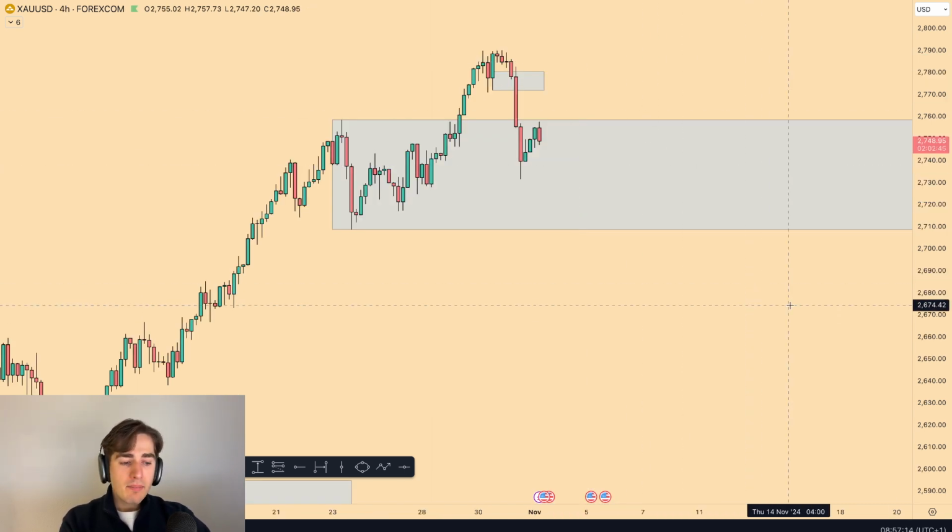So that's it for today, mainly focusing on some pound pairs, looking at potential pound longs. I've got my focus on that, not really focusing on the dollar pairs just because of NFP and obviously the elections early next week.